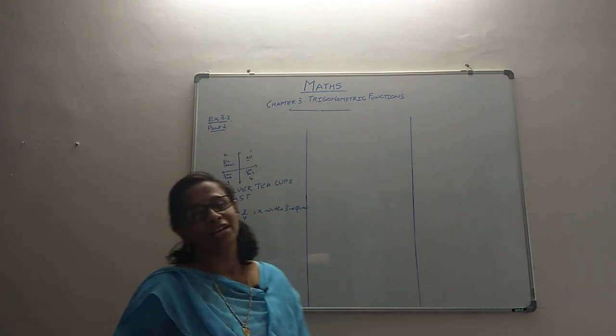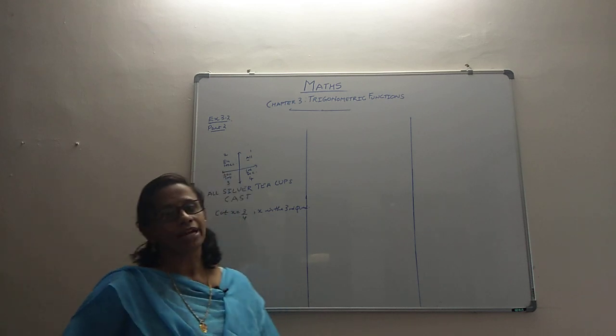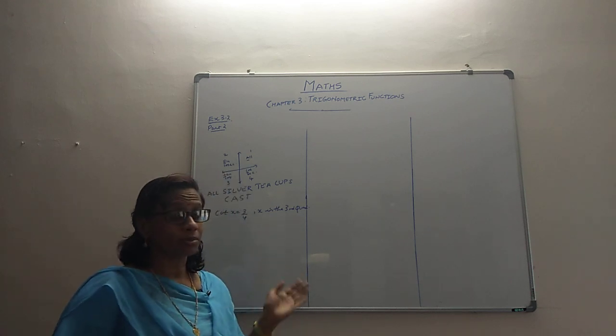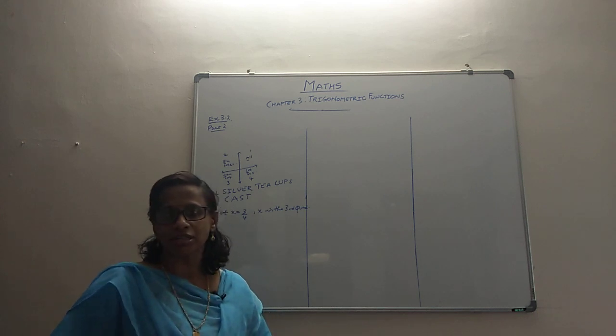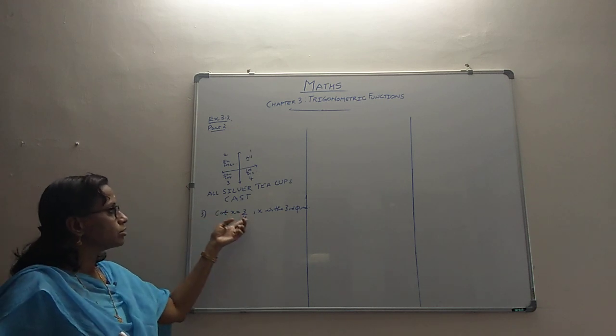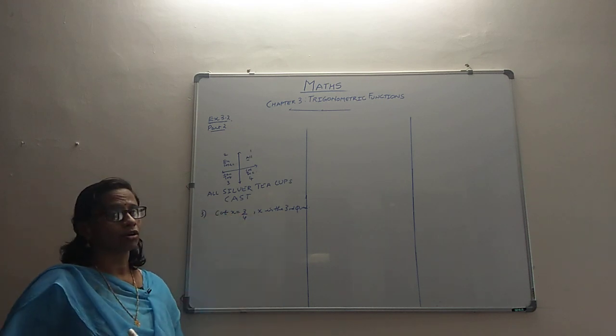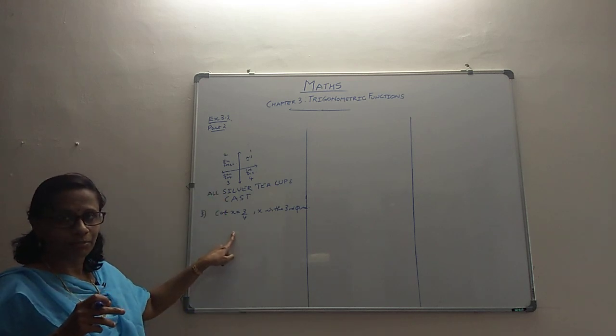Hello folks, we are continuing with exercise 3.2. This is the part 2 video. We are continuing with the problems where we were finding the other trigonometric ratios when a certain trigonometric ratio is given. So our third question is cot x equal to 3 by 4 when x is in the third quadrant. Third quadrant, cot is positive. So that is why we have a positive ratio.